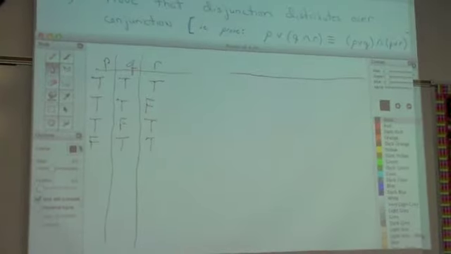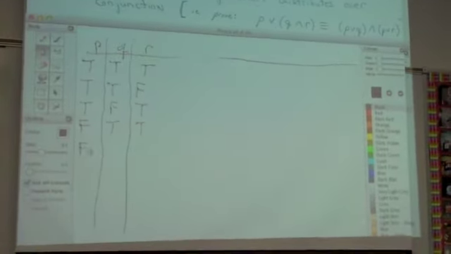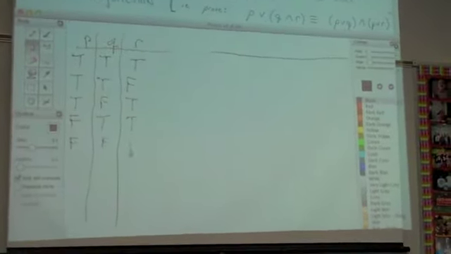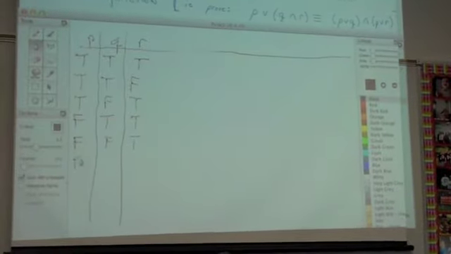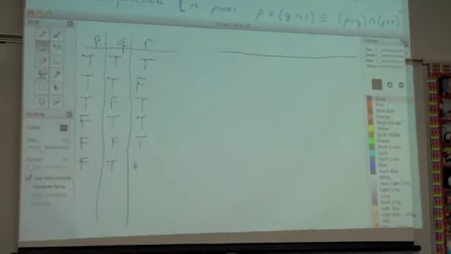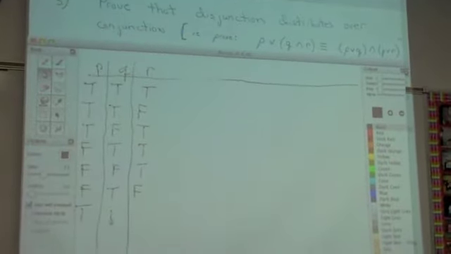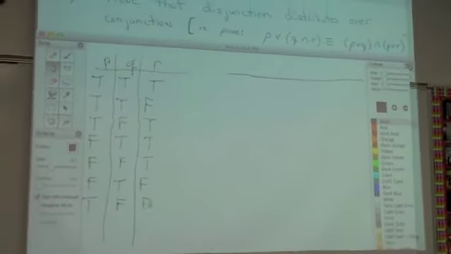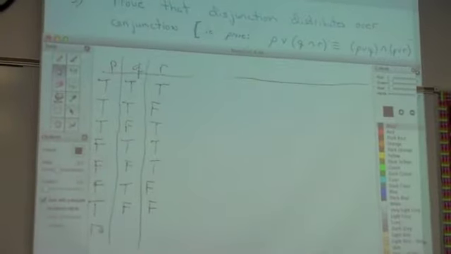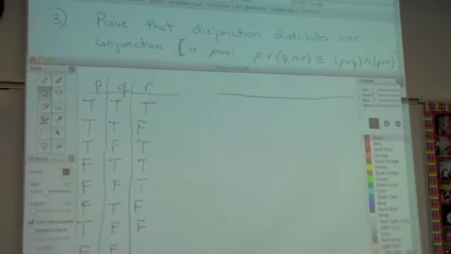We're going to go diagonal falses. Now I'm going to go diagonal trues. And then I'm going to finish with false, false, false.